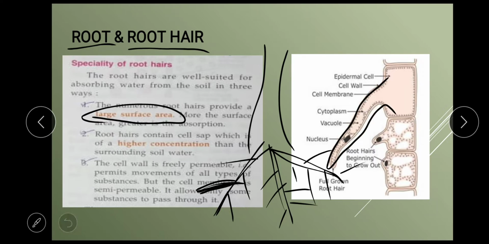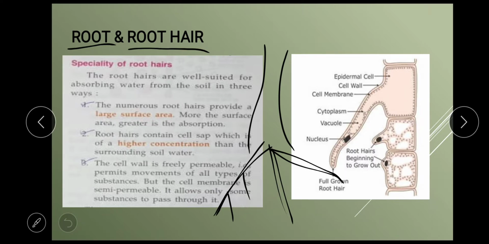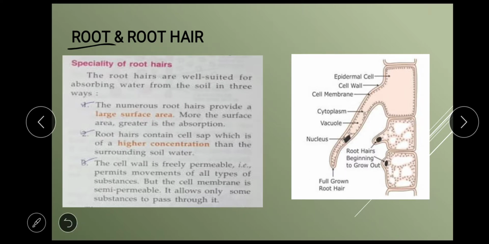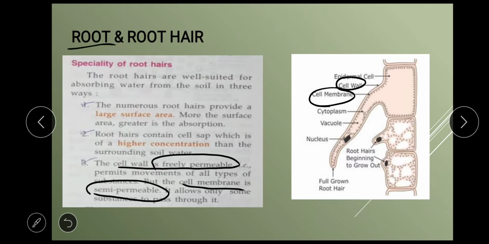Okay, and in this diagram we saw how this root hair has cell wall and cell membrane, from which cell wall is freely permeable. Freely permeable means easy movement of substances inside and outside, but cell membrane was semi-permeable. Semi-permeable means few substances can pass, others cannot pass. Okay, vacuole was the empty space for food and water. So this was the revision part.